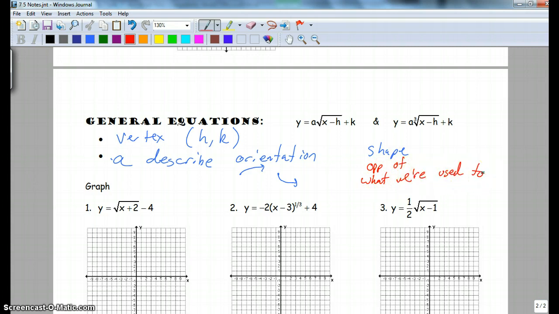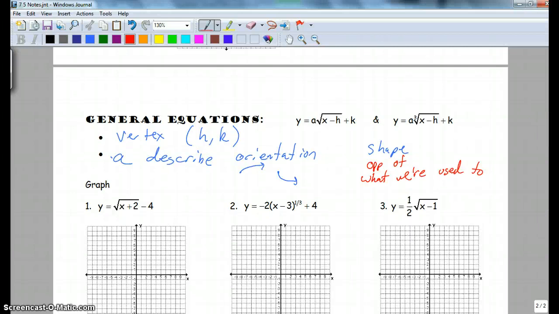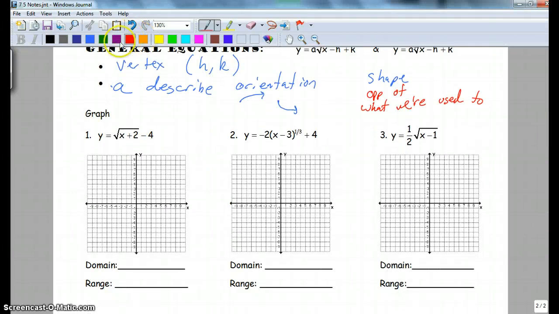All right, what used to be wide is now going to be skinny. What used to be skinny is now going to be wide. All right, let's do a quick example here. Look at the graph here.